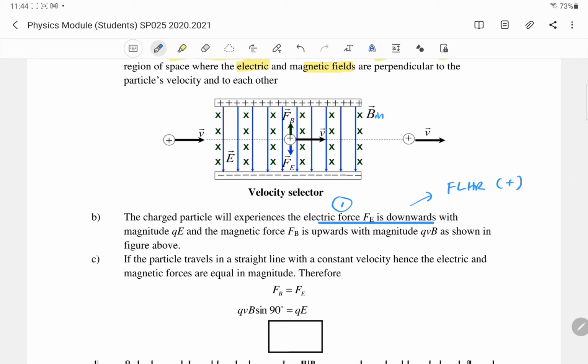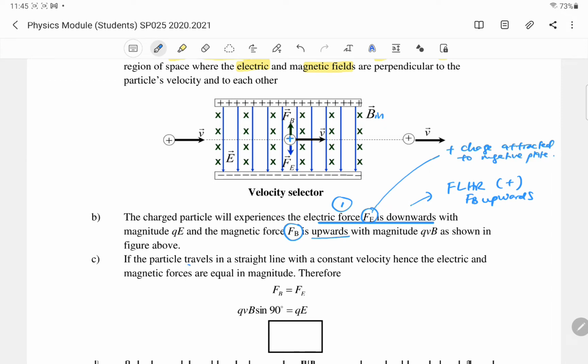Okay, so B is into the page, V is, so the FB is upward. Okay, using our Fleming left hand rule, FB is upwards. Okay, and FE is downward. Kenapa FE downward? Because positive charge is attracted to negative plate. Okay, FE is downward, so positive charge is attracted to negative plate.